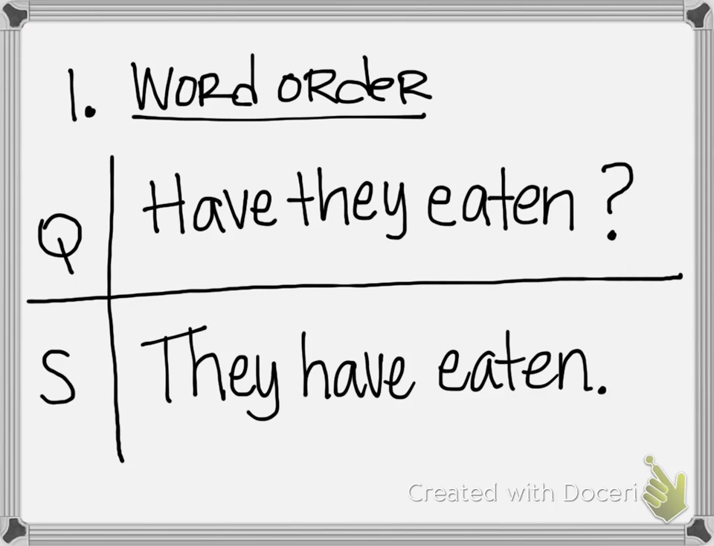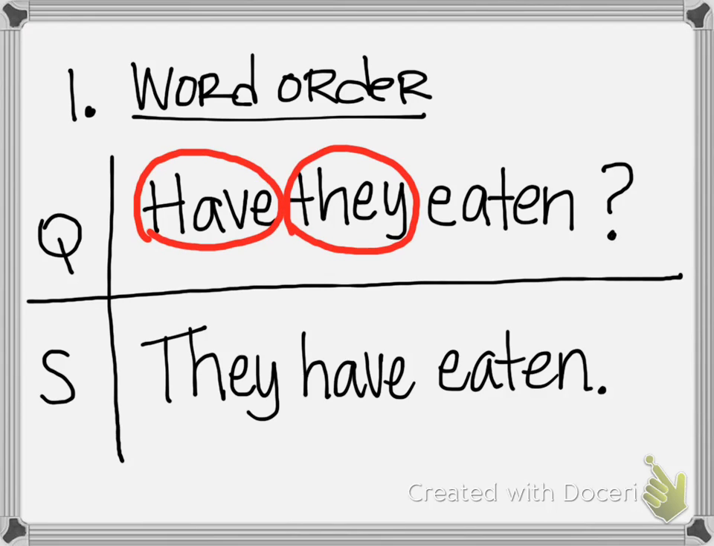The first one says, "Have they eaten?" And the second one says, "They have eaten." Now these are exactly the same, and we're using present perfect to show the difference between a question and a statement. If you notice, in the question, your auxiliary comes first and your subject comes second. In your statement, your subject comes first and your auxiliary comes second.